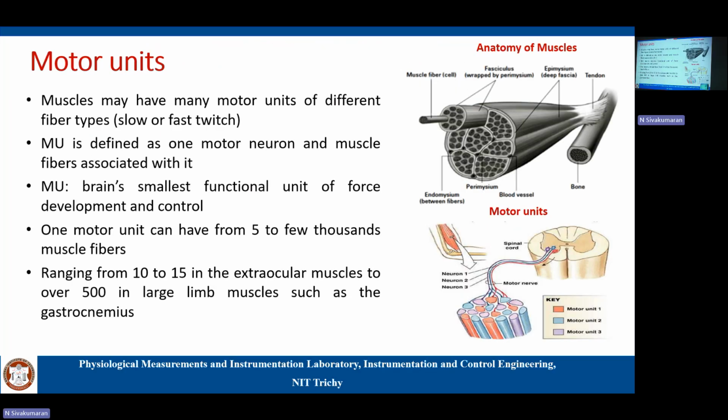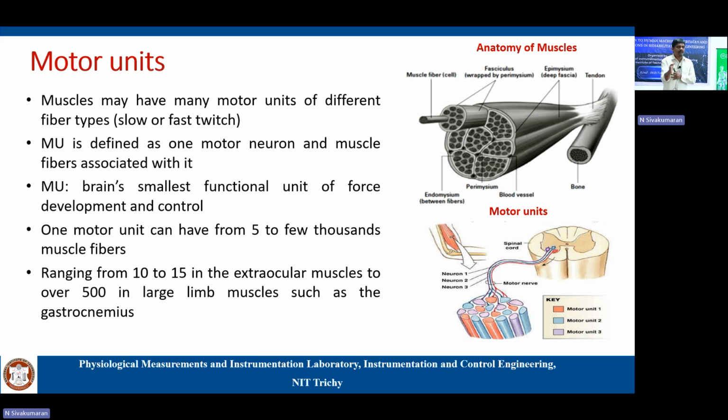If you look at the number of motor units, our thigh muscles have a large number of motor units, and there are muscles with very few motor units. For example, the muscles responsible for lifting our eyebrows. This is a very small muscle, and you can see only very few motor units.